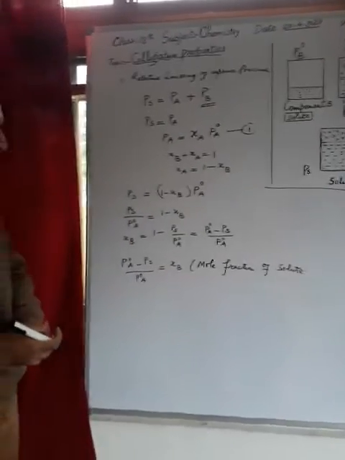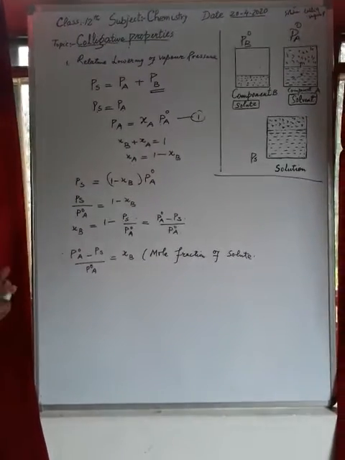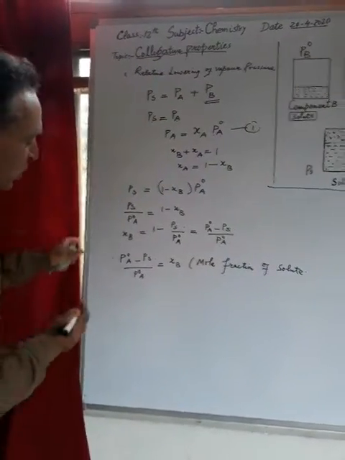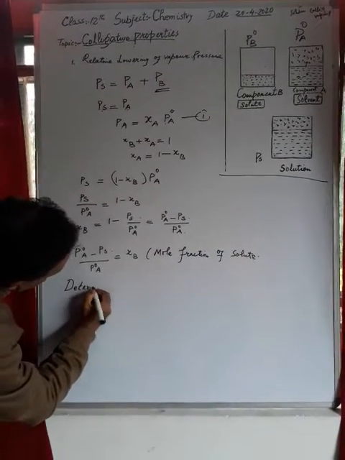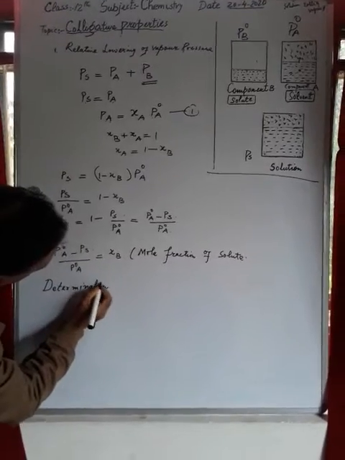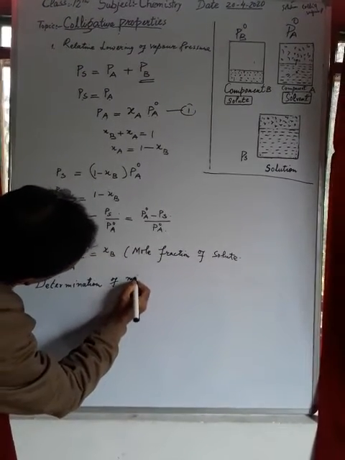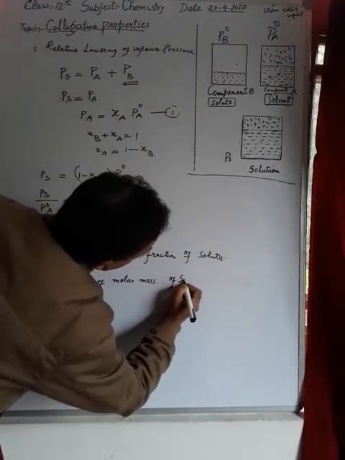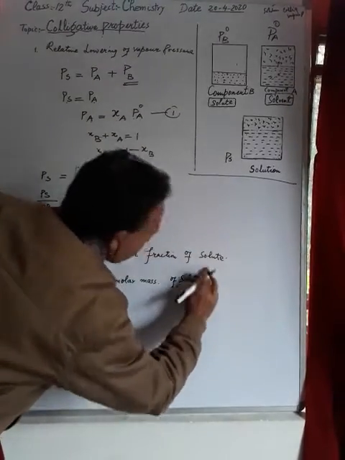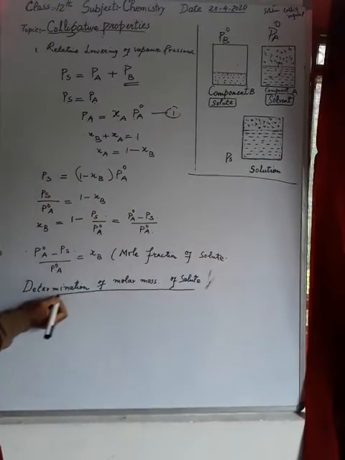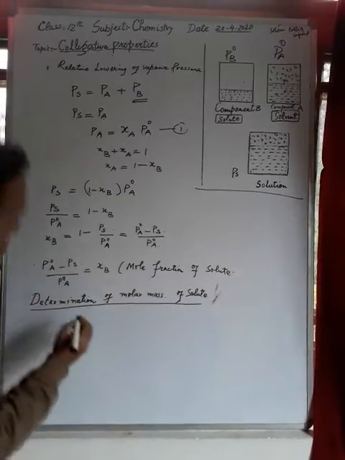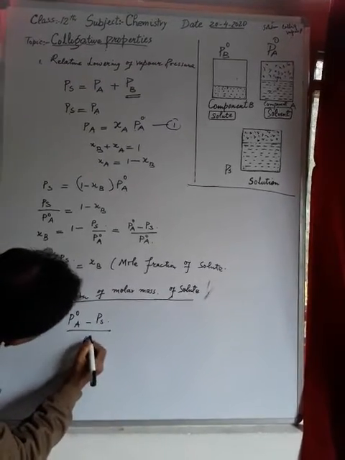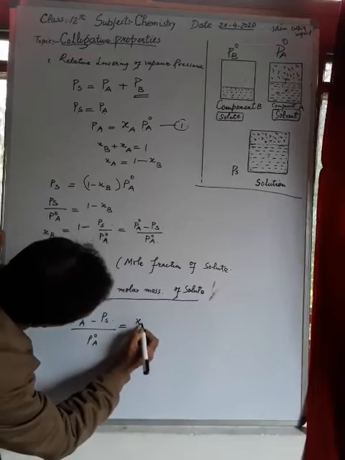Now, an important aspect of this relative lowering of the vapor pressure, or the colligative properties, is that we determine the molar mass of the solute by these properties. So, determination of molar mass of solute by this relative lowering of the vapor pressure. Again, we can write that P naught A minus PS divided by P naught A is equal to XB.